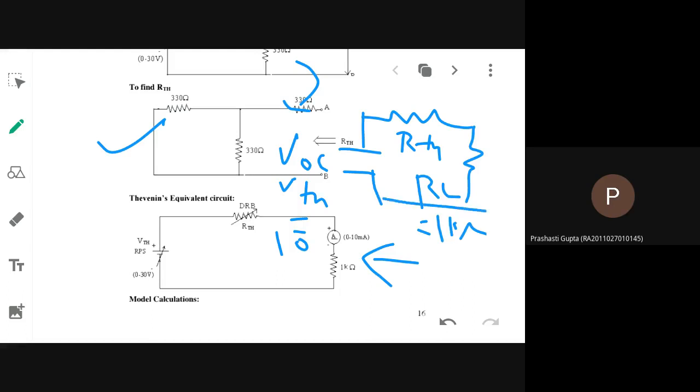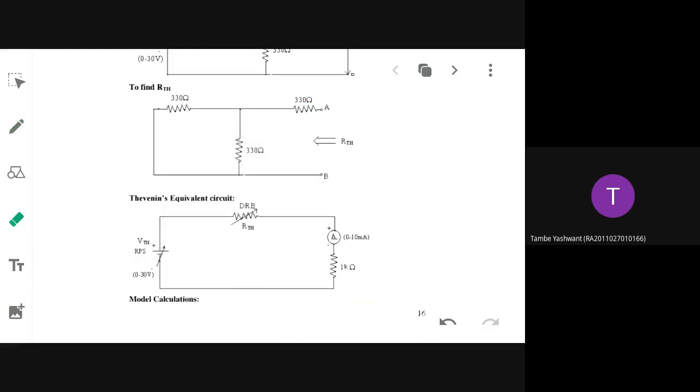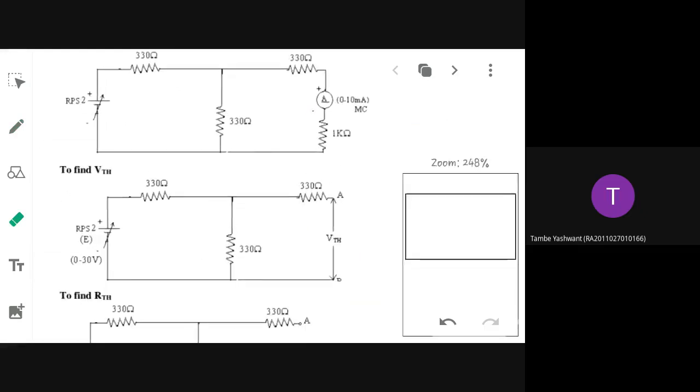Then there is a manual formula for calculating IL. As I told you, the formula is IL equals V Thevenin divided by R Thevenin plus RL. That's all. This finishes up your Thevenin's theorem. Manual calculation I am telling you how to do.